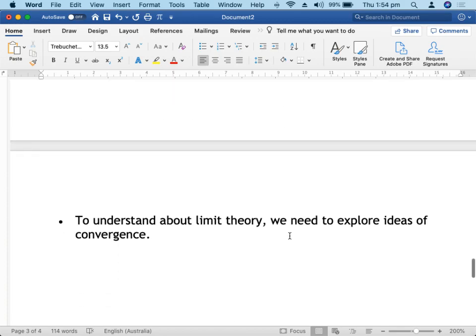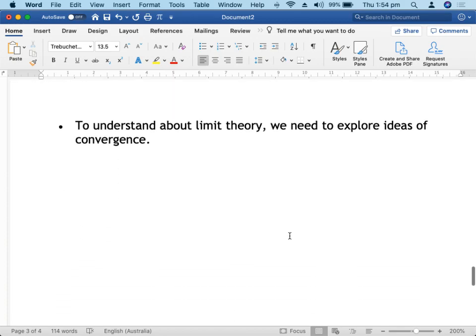And finally then, to understand limit theory, we need to explore ideas about convergence. So that's going backwards through the steps there. So I'm going to start with looking at convergence, and then I'm going to develop the ideas through there.